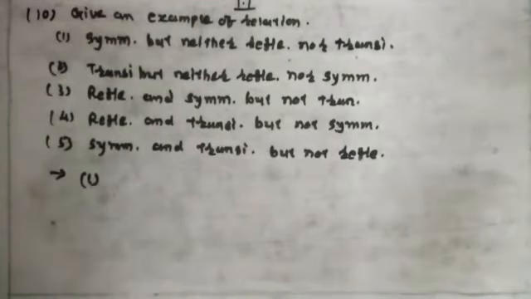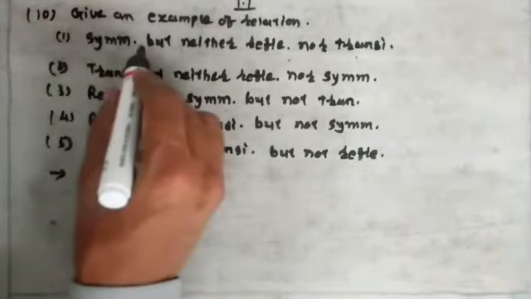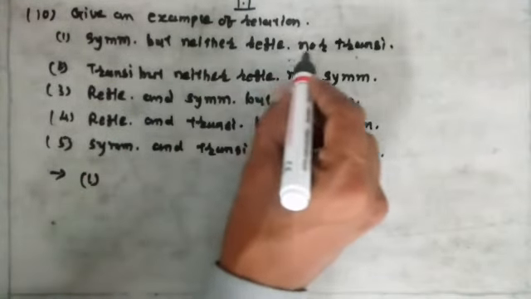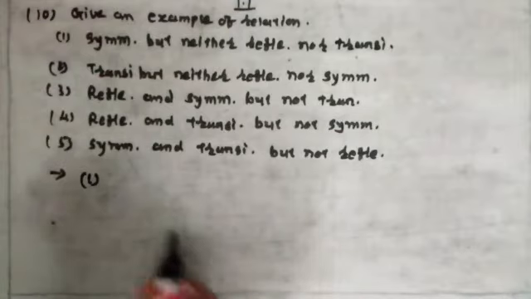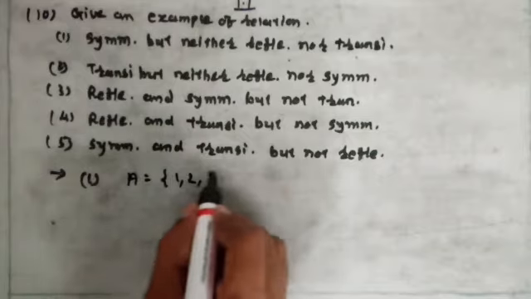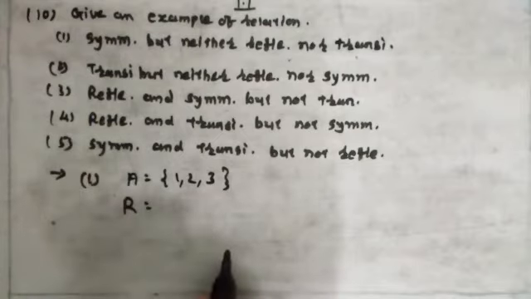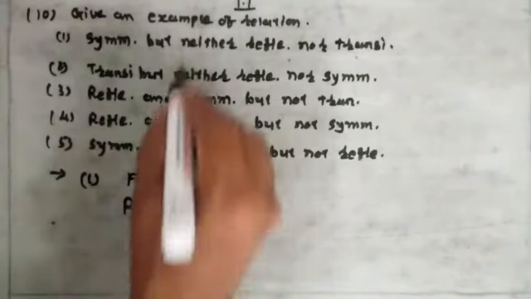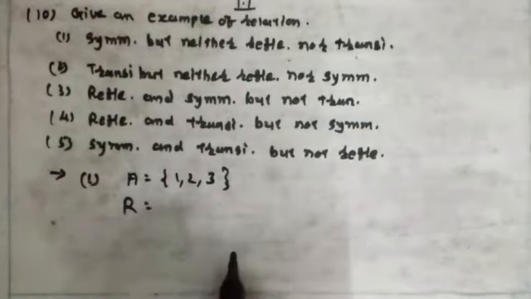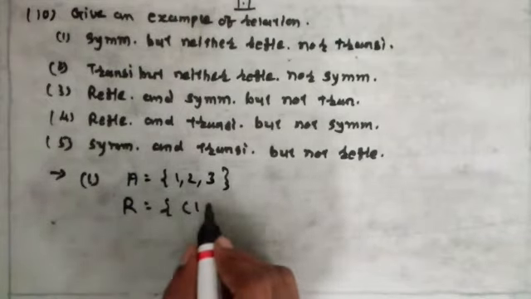Now question number 10. Give an example of a relation which is first, symmetric but neither reflexive nor transitive. For this, take any set A is equal to {1, 2, 3}. Here we want to create a relation R in such a way that this relation is symmetric but neither reflexive nor transitive. Symmetric. So take an ordered pair, take any, (1, 2).